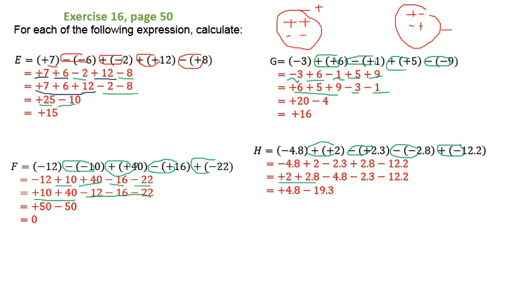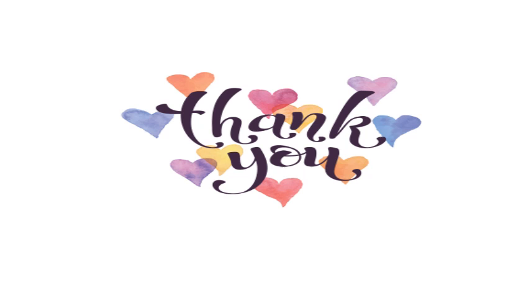Now the sum of the positive numbers is 4.8 and the sum of the negative numbers is 19.3. The greater number here has a negative sign, so the result will be negative. The difference between 19.3 and 4.8 is 14.5. You can use your calculator to check the answer.